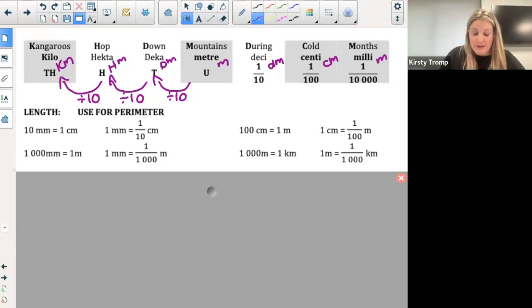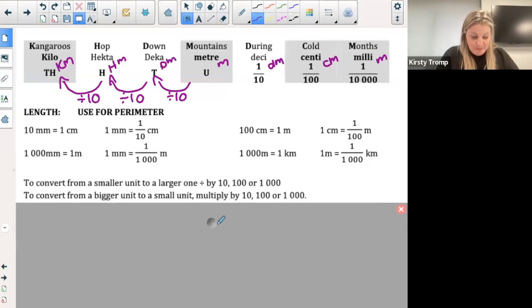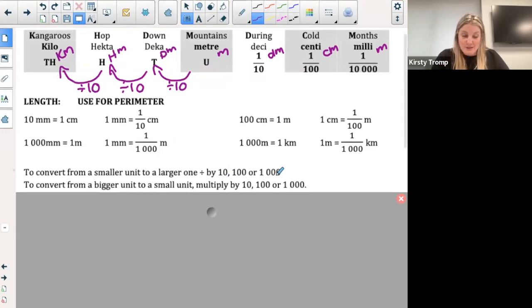All right, so kangaroos hop down mountains during cold months. To convert from a smaller unit to a large one, we divide by 10, 100, or 1,000. To convert from a bigger unit to a smaller one, we multiply by 10, 100, or 1,000.